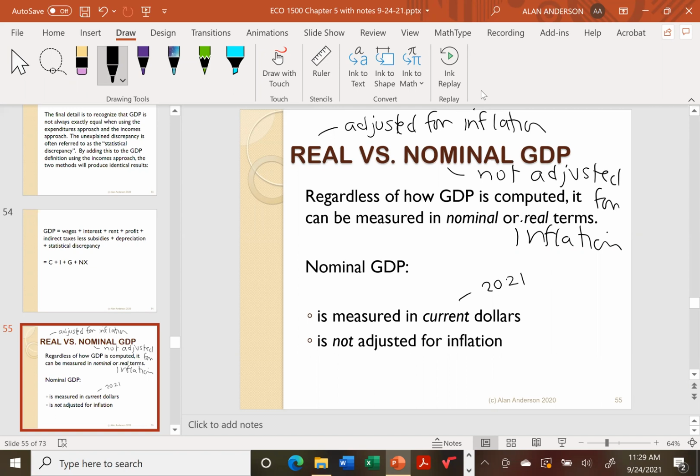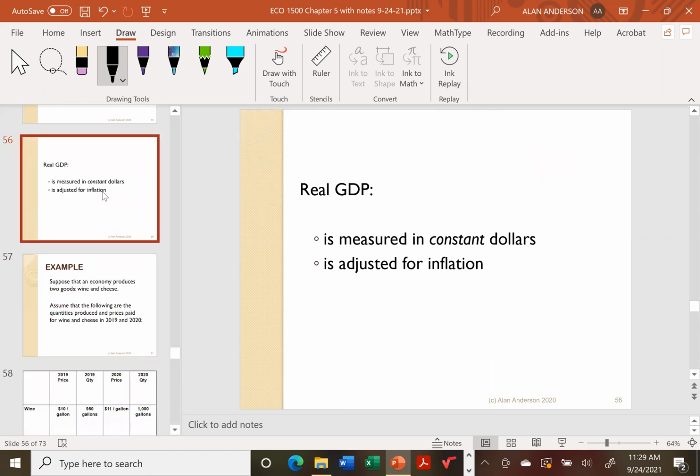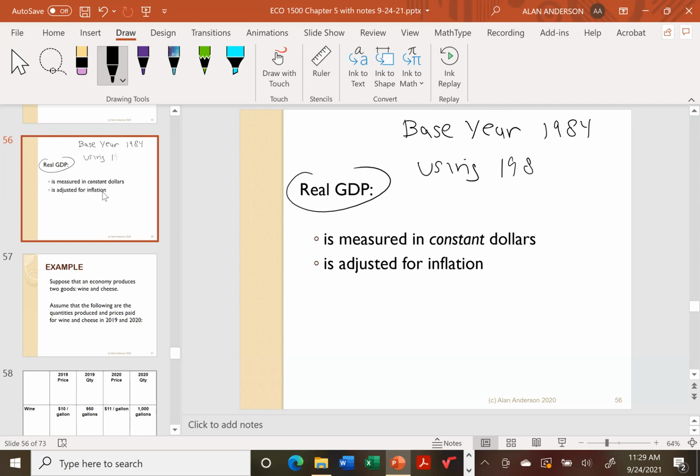So how would you turn it into a real value? Well, the normal strategy would be to do this. You would pick a previous year, which is often called the base year. Now, believe it or not, at this point in time, the government, when it calculates real GDP, is using as a base year 1984. So to calculate real GDP, you're using 1984 dollars to measure the value of what you're producing.